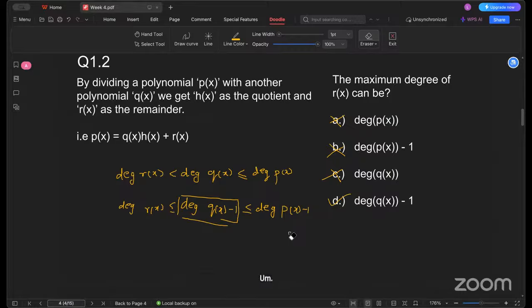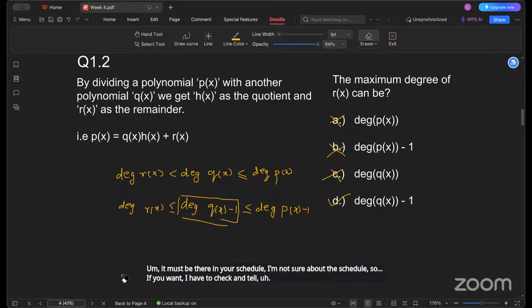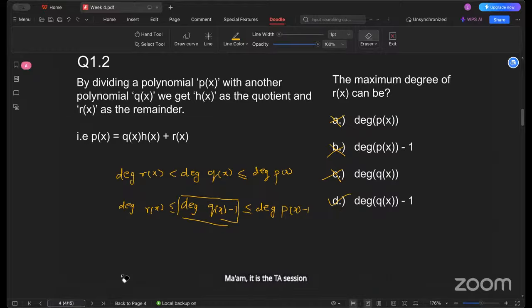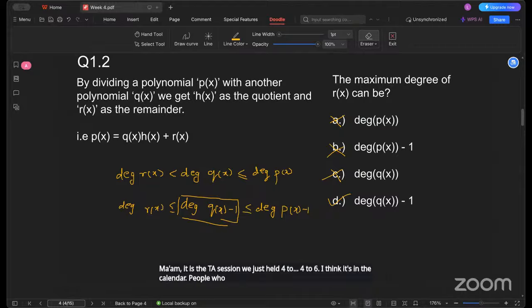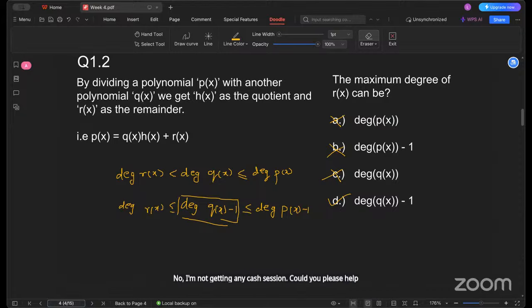It must be there in your schedule. I'm not sure about the schedule. If you want, I can check and tell. Maybe I will check, ma'am. Is it the TA session which was just held, 4 to 6? I think it's in the calendar. People who are aware of that, they attended it. They are the TA sessions. Okay, so you are not getting any instructor TA sessions or doubt clearing sessions. Can you please help me out to convey this message?